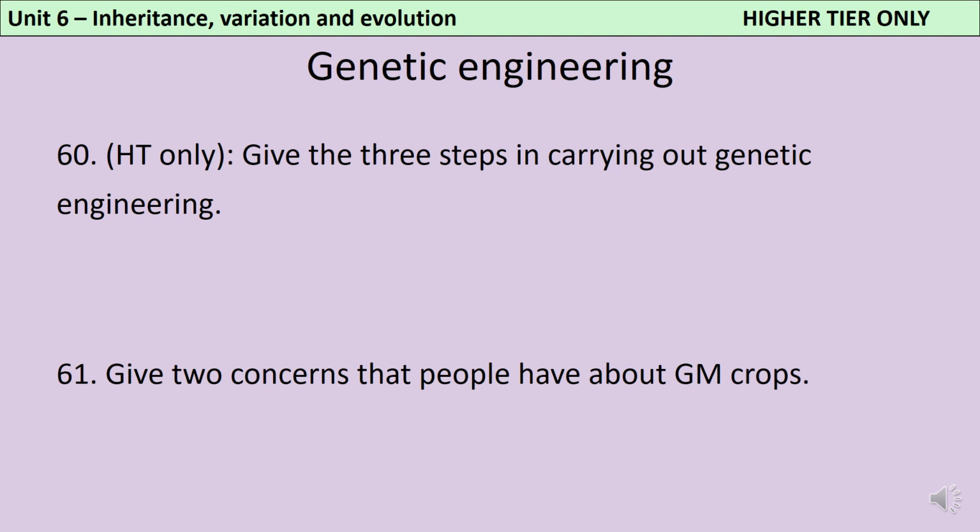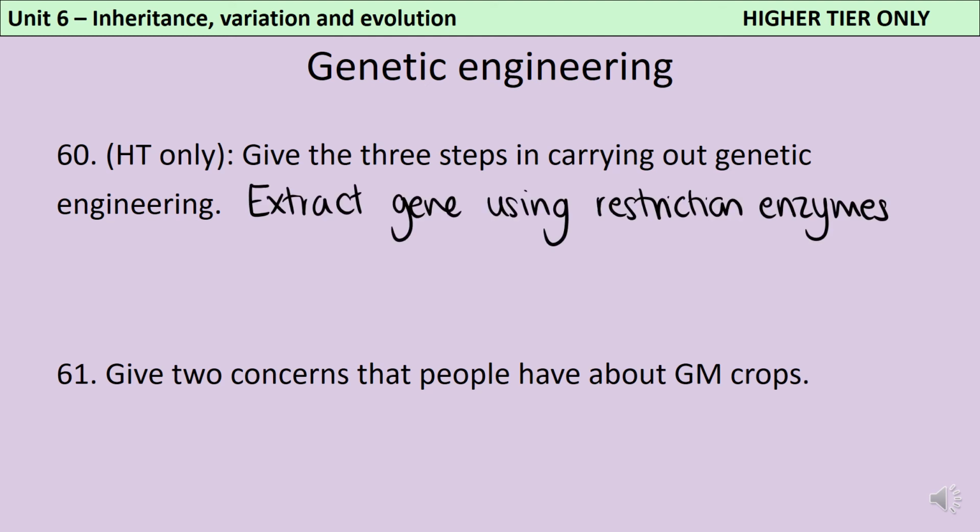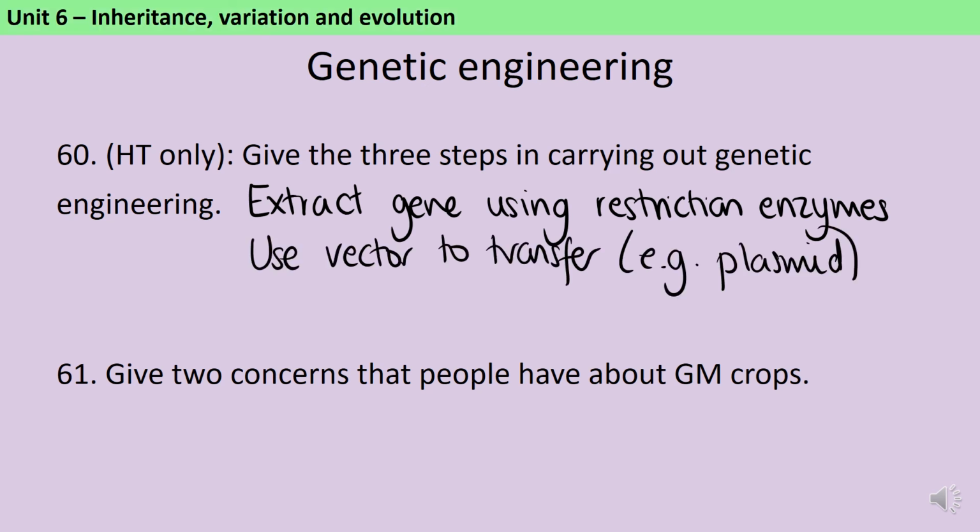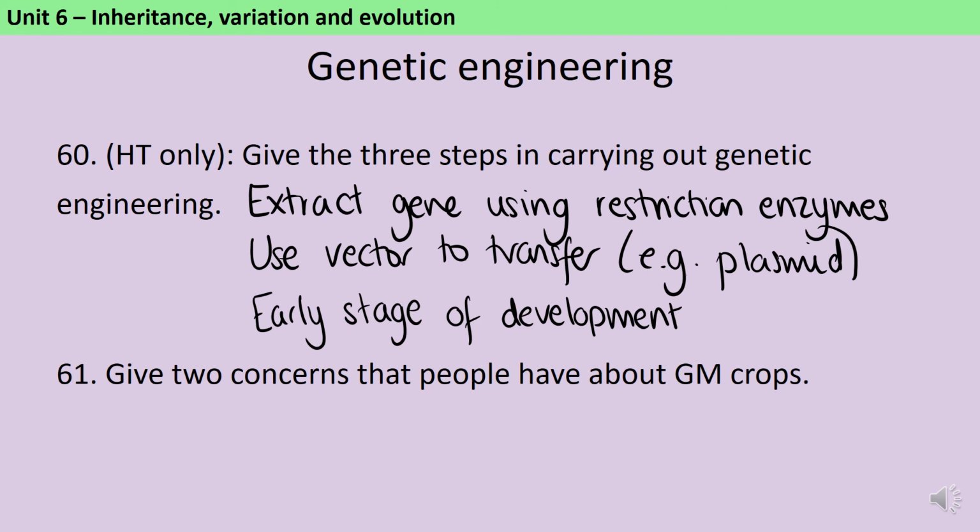If you're sitting the higher tier, then you need to be able to describe how this genetic engineering is carried out. First, the gene for the particular trait of interest is isolated, and this is done using special enzymes called restriction enzymes. Then the gene is transferred into the organism of interest, and this is done using something called a vector. This could be a plasmid if we're using bacteria, or it could also be a viral vector. This is done at a very early stage of development, and the reason for this is that it ensures that all of the cells of the target organism contain the modified gene, rather than just some of them, which is what would happen if we did the transfer at a later stage of development.